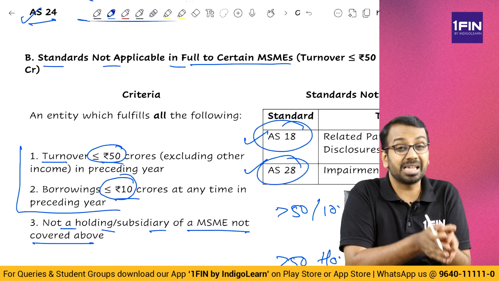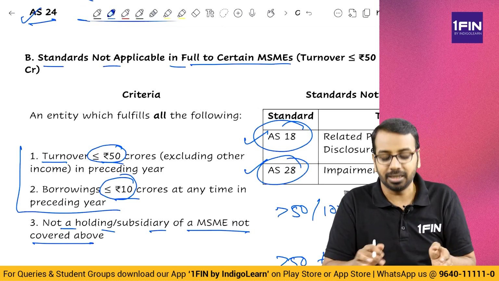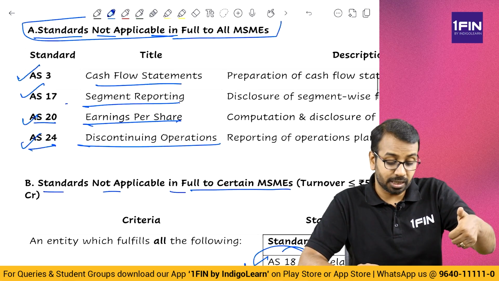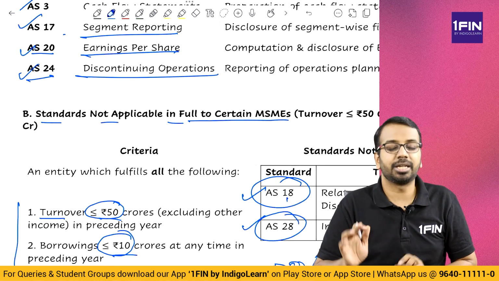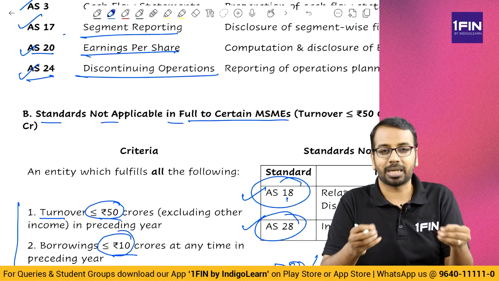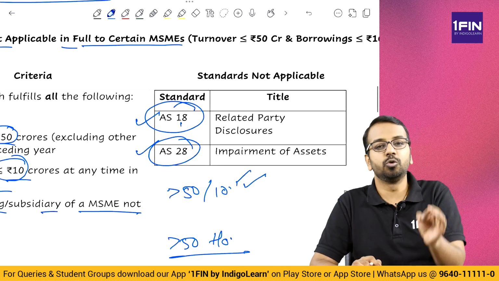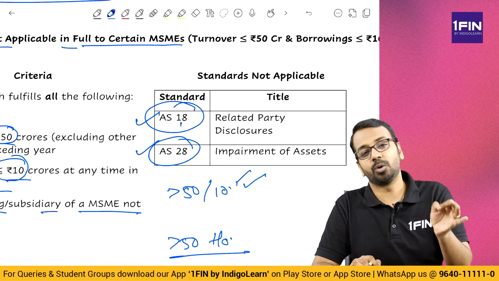If turnover is less than or equal to 50 crores and borrowing is less than or equal to 10 crores, then AS 18 and 28 are also not applicable. Previously we learned what? 3, 17, 20, 24. Then 18 and 28. So these 6 standards are not applicable: 4 to all MSMEs, 18 and 28 to those whose turnover is less than or equal to 50 crores and borrowing is less than or equal to 10 crores.